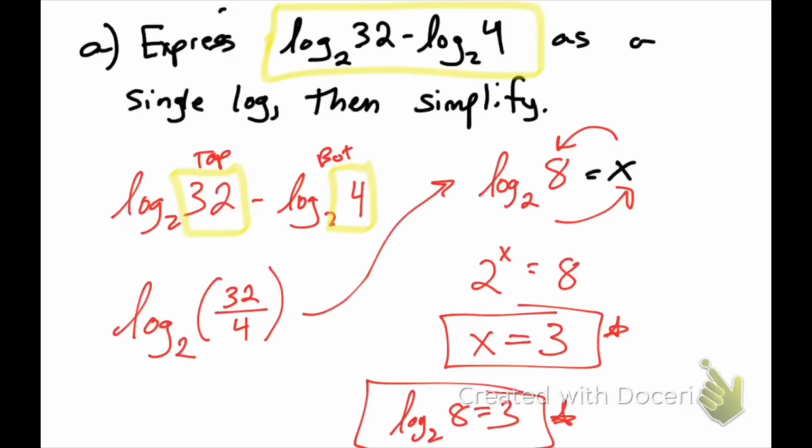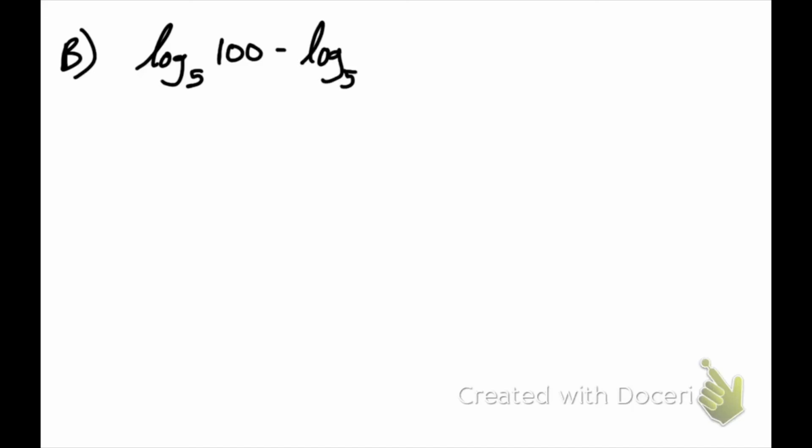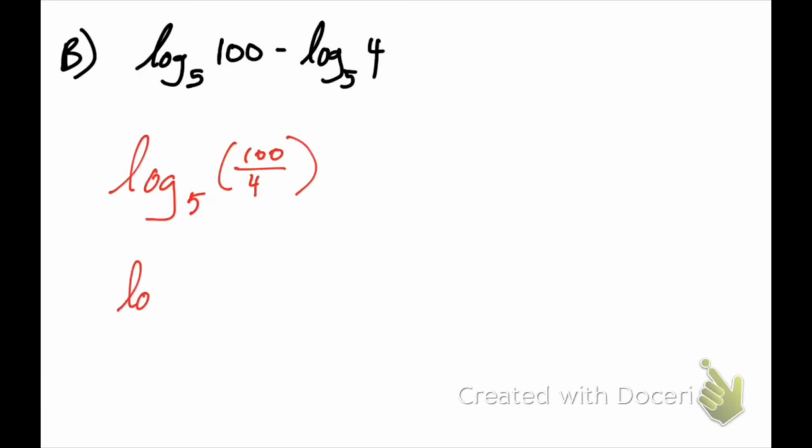Example B, when you divide, again, you're still going to express that as a single logarithm, then simplify. Let's take log base 5 of 100 minus log base 5 of 4. Let's write it as a single logarithm and then simplify. So I can take this log base 5 of 100 divided by 4. Well, that gives me log base 5 of 25. Let's set it equal to x and then recycle.